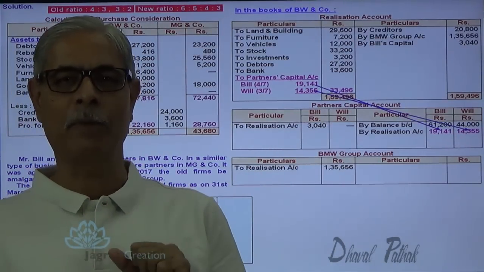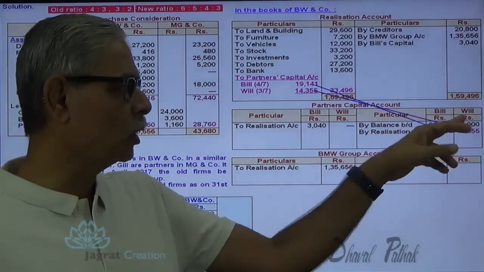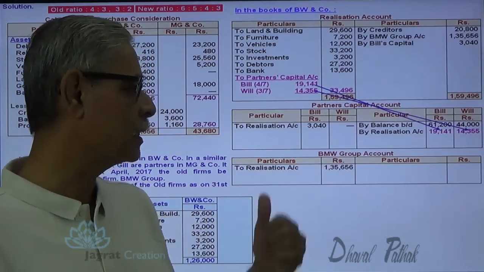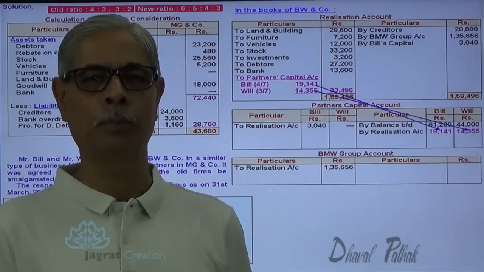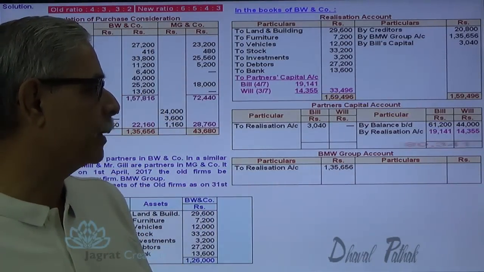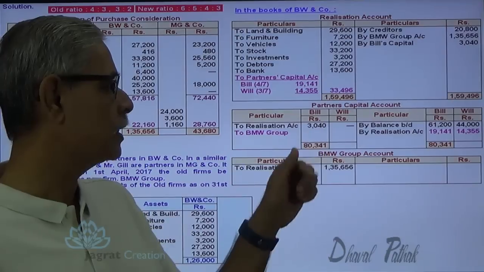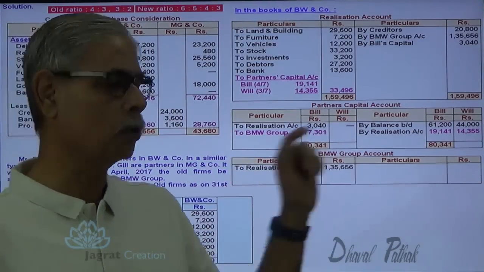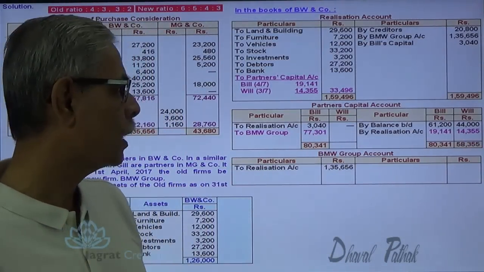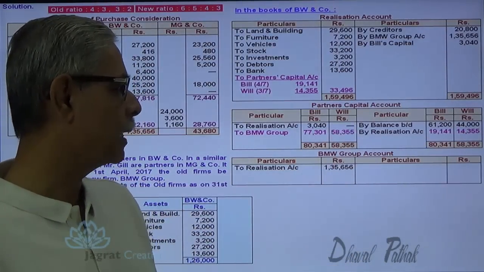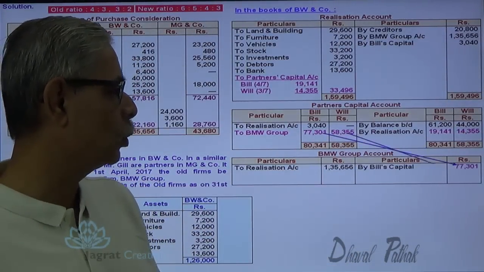Now this is a sum of amalgamation. Both these partners are going to be the partners in the new firm. So their capital balances are transferred to BMW Group. So total of capital balances 80,341 minus 3040. This will be transferred to BMW Group account. 58,355. This is the balance that is transferred to BMW Group account.